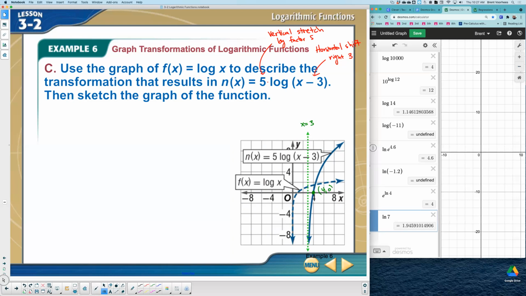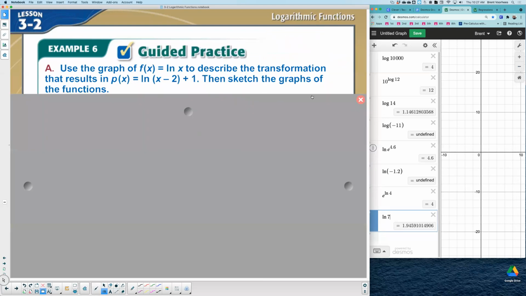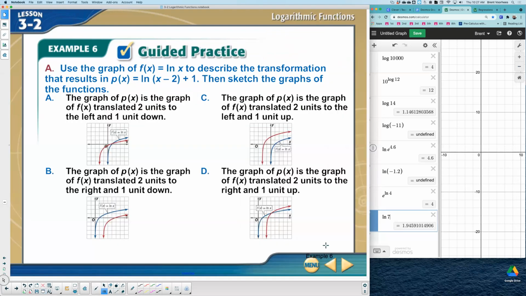The vertical stretch does not change the x, it changes the y. Multiplying that by 5, 0 times 5 is still 0. So that's why that did not change. There. All right, your turn to determine what the graph would be here.